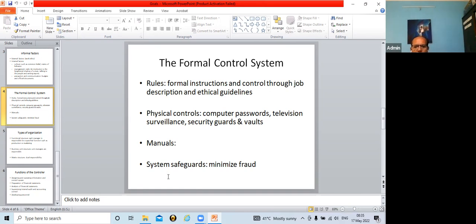Then the last one is system safeguard, to minimize fraud. You have to provide some system safeguard so that fraud will be minimized. Like banks, they also have system safeguards. Most financial institutions have provided safeguards. Safeguards means Suraksha Kavach. Through this safeguard they minimize fraud. Otherwise, some unknown person will hack your system and transfer the funds from your bank. So to avoid this situation, system safeguards are installed by banks and financial institutions.